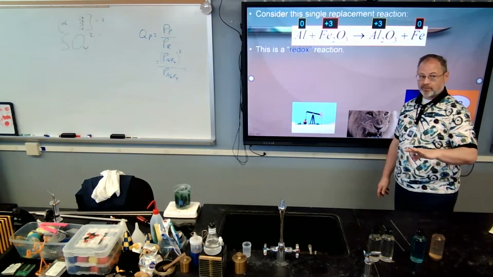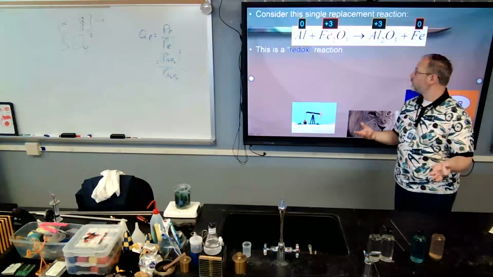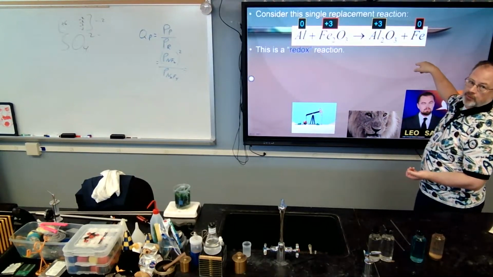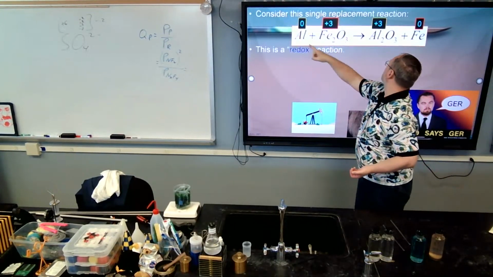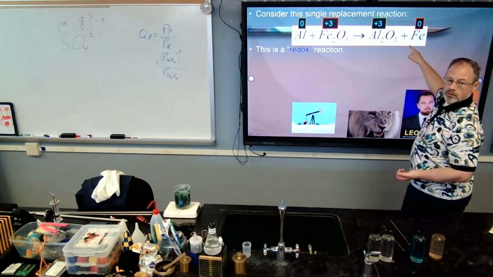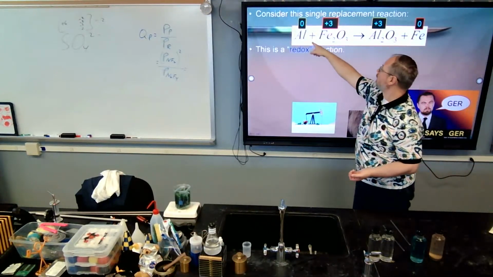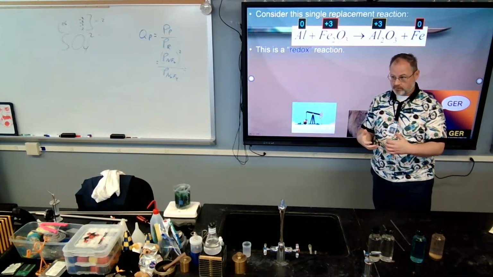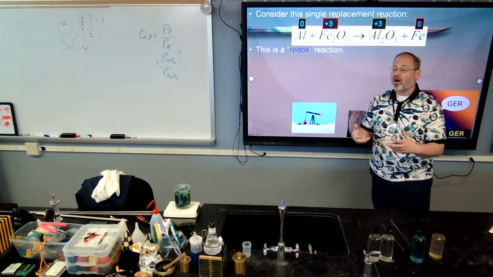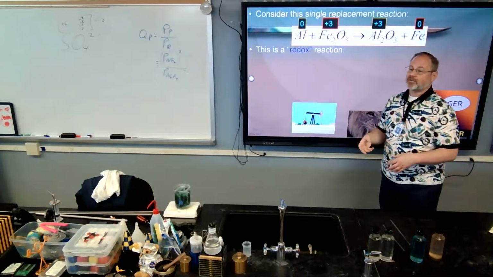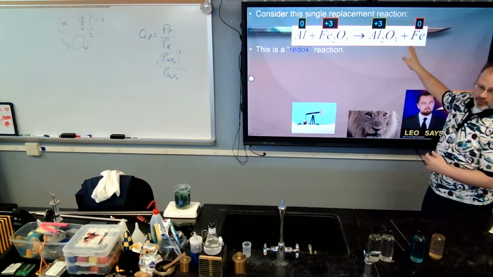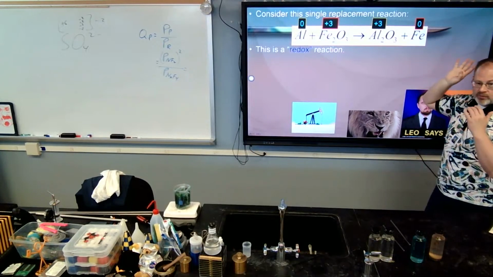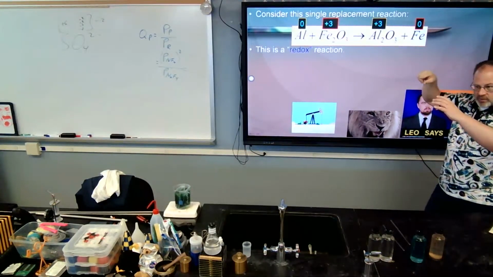Now, as far as entropy goes, if you balance this, you have 3 solids on the left and 3 solids on the right. You put a 2 here and a 2 here. Okay. So with three solids on each side, you have basically a neutral entropy change. But the enthalpy change is massive. It releases a tremendous amount of energy. So it has a very negative delta H. Can you see that in your head? Delta H minus T delta S.